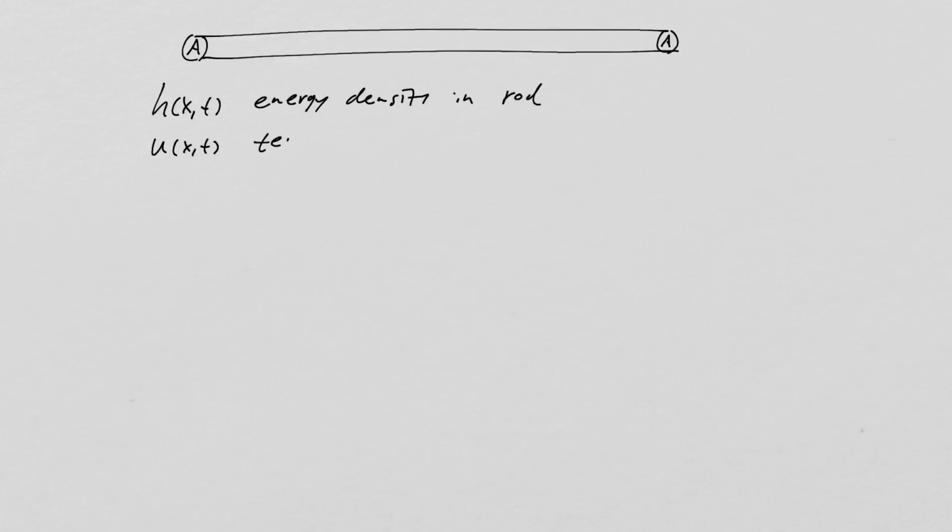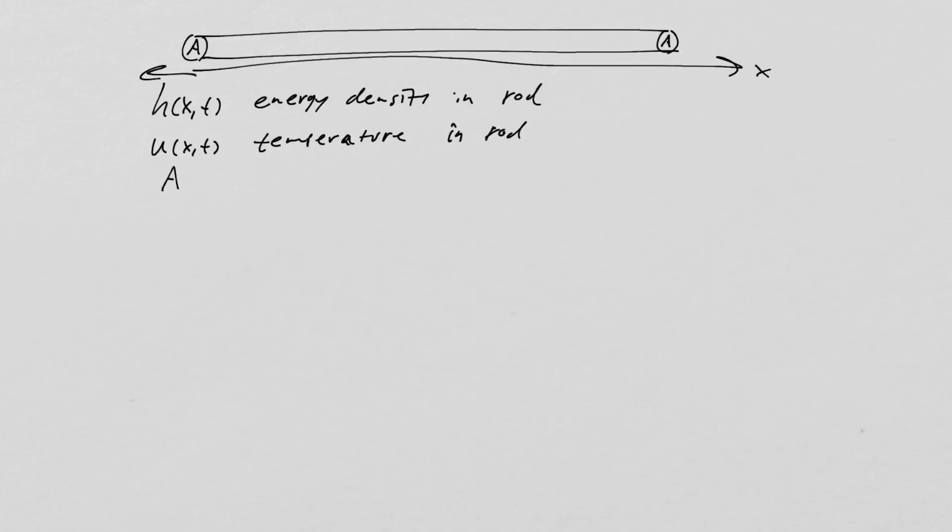What we have here is we're going to write our rod again, and it has that cross-sectional area. Now let's define a few physical constants. Okay, so let's define h of x comma t. This is going to be the energy density in the rod. There's also going to be u of x comma t, and that's going to be the temperature in the rod. Okay, and remember our spatial domain is going to be horizontal here. Okay, and of course we have A, that cross-sectional area.